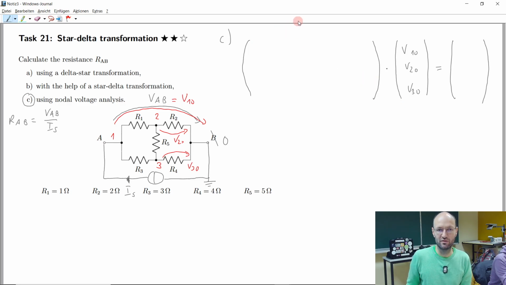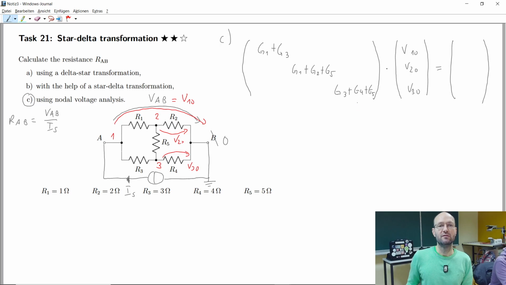Okay, so then we need to fill this matrix. What were the rules to fill this matrix? On the main diagonal we have the sum of the conductances that are connected to each node. At node 1 we have G1 plus G3. At the second node we have G1 plus G2 plus G5, and at this last node we have G3 plus G4 plus G5.